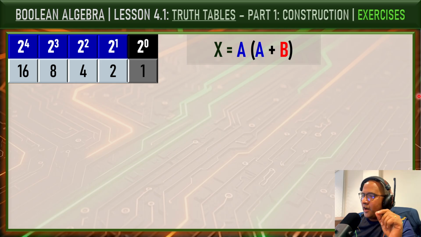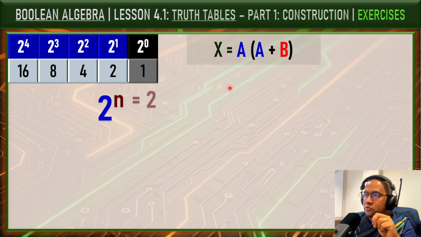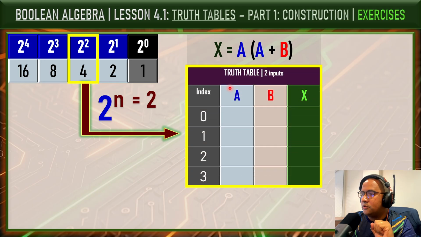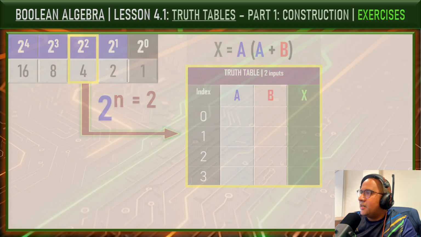First, we need to identify the distinct variables. In this case, we have A and B. Pay attention. Even though A appears more than once, it still represents 1 input, okay? So this function has 2 inputs. Therefore, we use 2 to the power of 2, which gives us 4. So the truth table will have 4 rows, okay? Great job if you got that right, okay? Let's move to the next exercise.